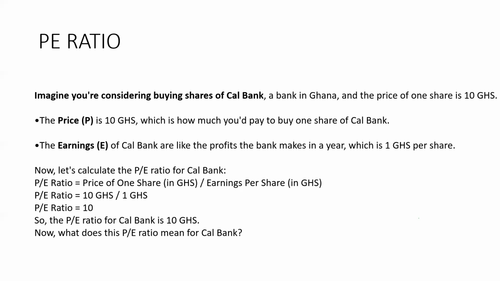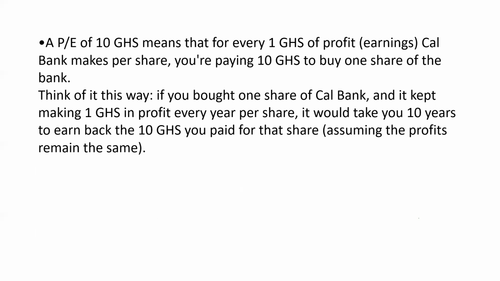10/1. P ratio is 10. All right, so the P ratio for Cal is 10. Now, what does this P ratio mean for Bank? A P ratio of 10 means that for every 1 Ghana cedi of profit or earnings Bank makes per share, you are paying 10 cedis to buy one share of the bank.